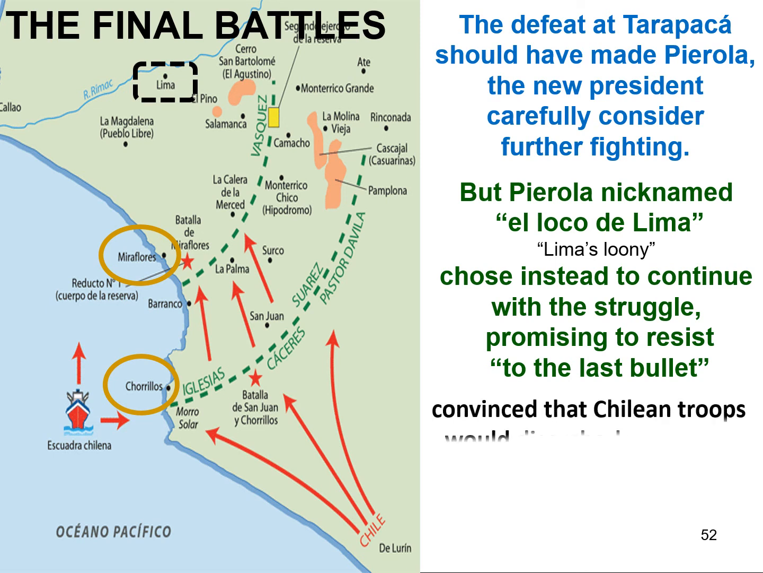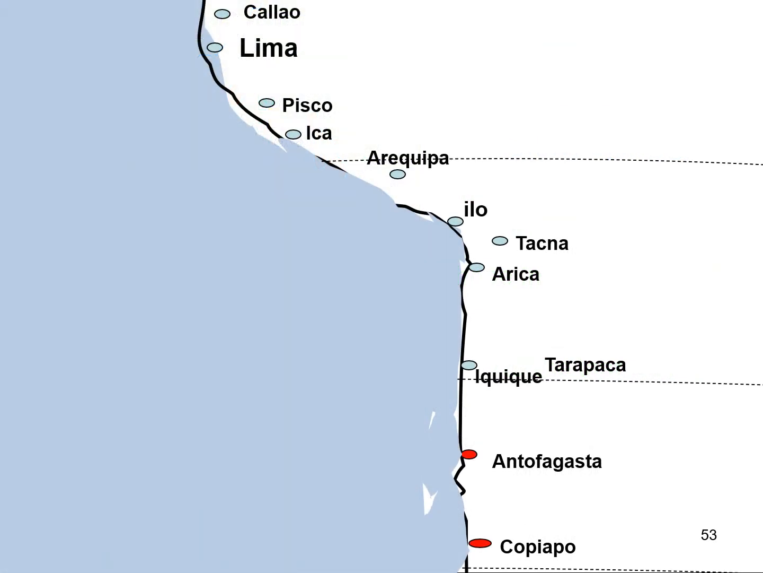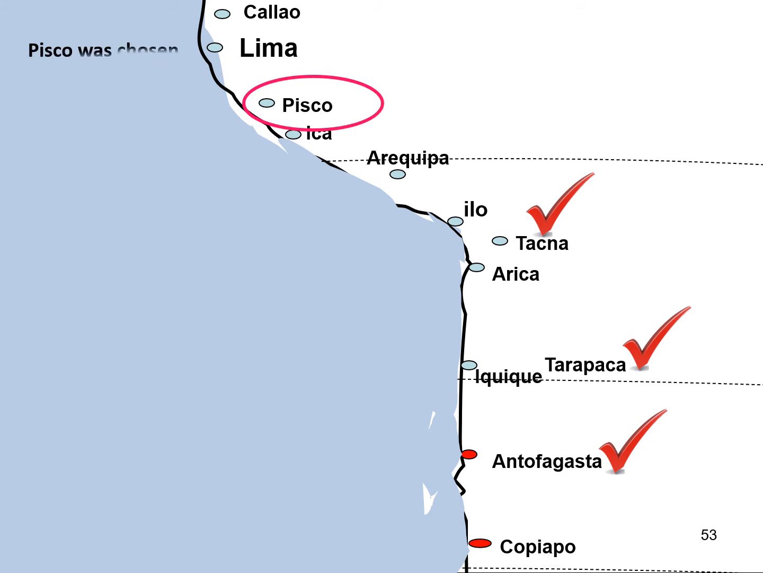He was convinced that Chilean troops would disembark at Ancón, north of Lima, and so his defences concentrated in that area. The Chilean northward advance and land capture that started with Antofagasta continued at Tarapacá, Tacna and Arica. But it did not stop there, as a landing at Pisco was proposed to continue towards Lima, the Peruvian capital.